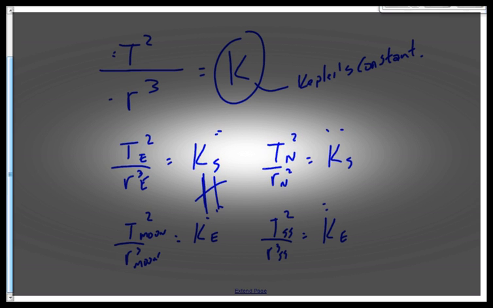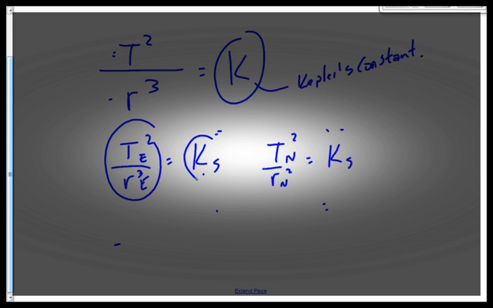So what difference does that make? How does that help us out? How does that give us something that we need to know? Well, this is actually what allows us to find data about other planets. If we know what T squared over r cubed is for the Earth, then that gives us Kepler's constant for the sun.